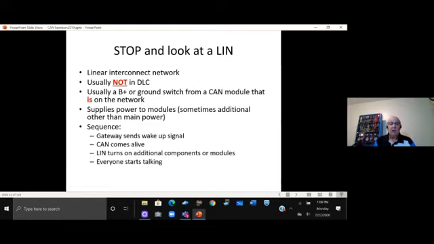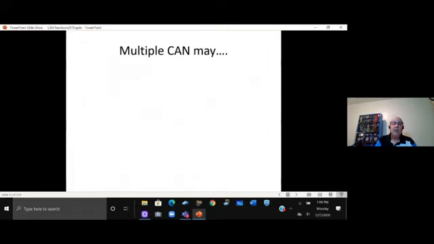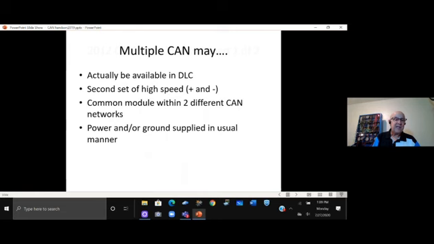So the sequence here, something wakes up, the gateway sends out a wake-up signal. CAN comes alive. Once CAN comes alive, LIN is turned on, and it now begins talking to the module that turned it on. And everybody starts talking, and hopefully everybody starts listening. Okay? Multiple CANs. Lots of multiple CANs. Second set of high-speed, common modules, power and ground, same thing.